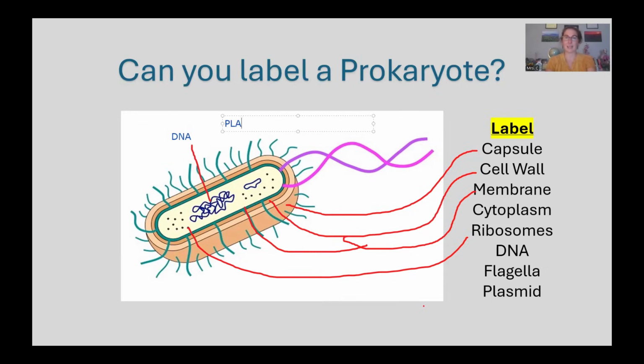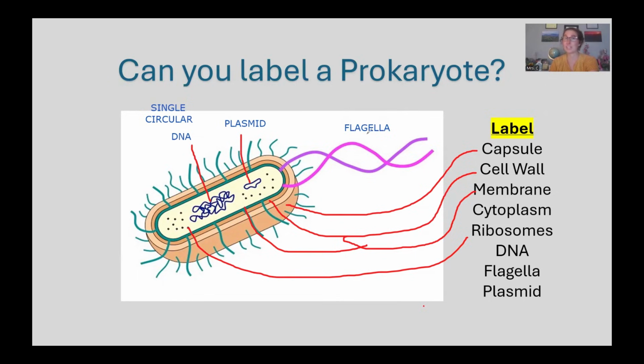And here we have a plasmid, which is an extra piece of DNA. So bacteria can have plasmids, extra pieces of DNA, which can be used for genetic engineering. They're circular. And the DNA in prokaryotes is circular. It's going to be circular and singular. Whereas in eukaryotes, our DNA is multiple and linear. So that's an important difference between prokaryote and eukaryote genetic material.